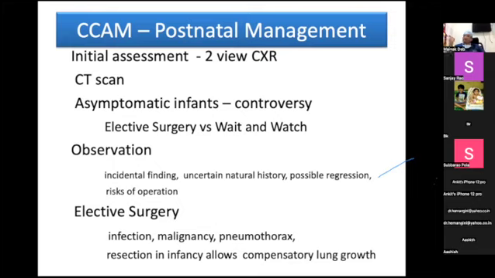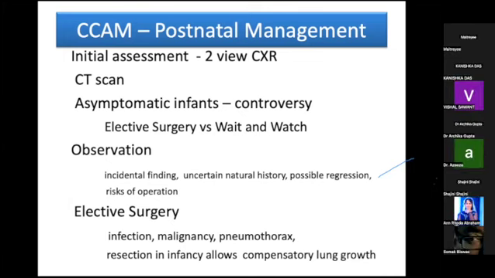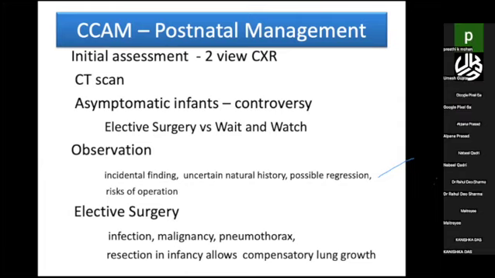One is that since it's an incidental finding, it may not require a resection. Although not very commonly seen, postnatal regression of CPAMs has been documented, and there are a few reports rather than a large series, but there seems to be a possibility of postnatal regression. The natural history is obviously not very clear, and there are risks of operation. Having said that, a newborn or a small infant who undergoes a thoracotomy is at risk of complications, of chest wall deformities, of pneumothoraces, of bleeding, of postoperative bronchopleural fistulas, and may require mechanical ventilation, etc. And they feel that it seems to be safe to wait and watch.